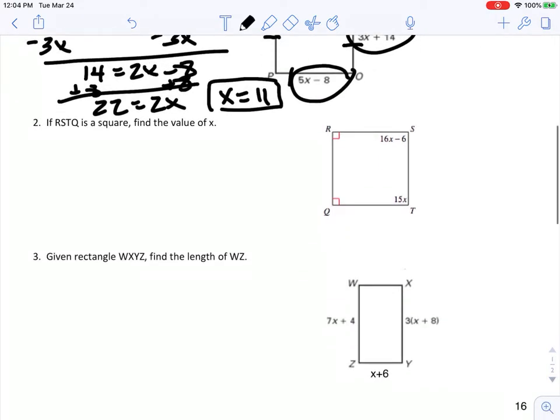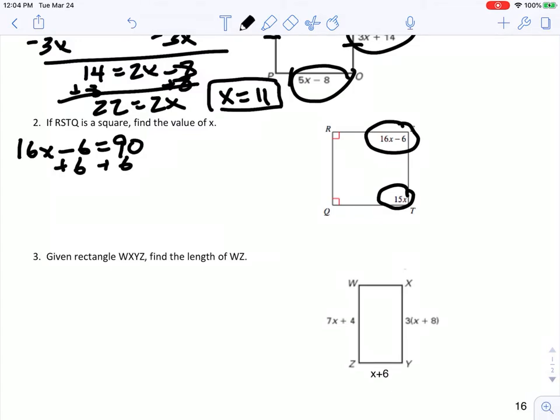Next example, again you have another square, and I want to find the value of x again, but this time, notice they give you the angles. So there's 2 ways you can do this. We know that each angle in a square is equal to 90 degrees. So you can either set each angle to 90 degrees, and if you solve it, you can add 6, you get 16x equals 96. Divide by the 16 and you'll get x equals 6.